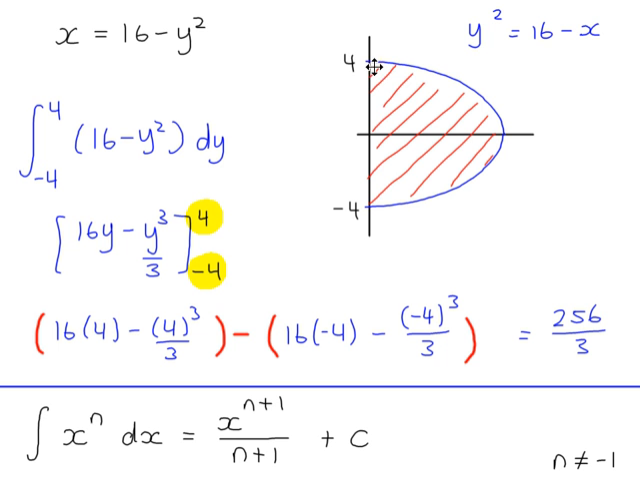So integrating to work out the area bound between the curve here and the y-axis involves having a function of y dy, and the limits here are along the y-axis, so that's y equals minus 4 and y equals 4.